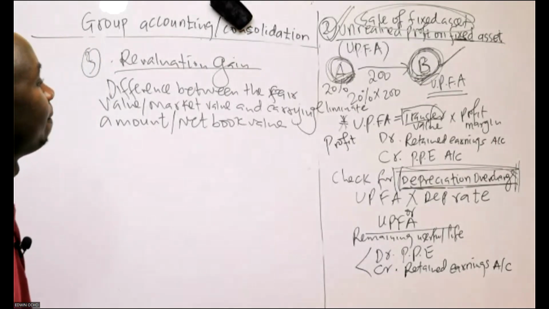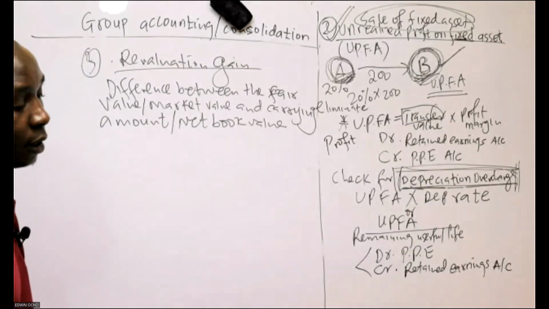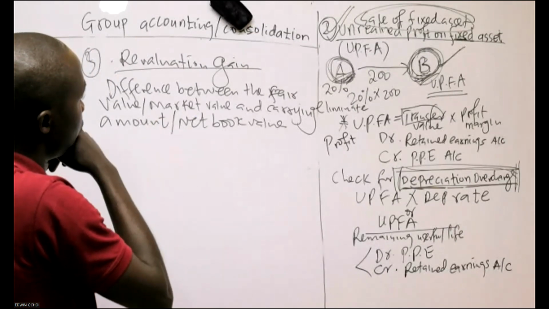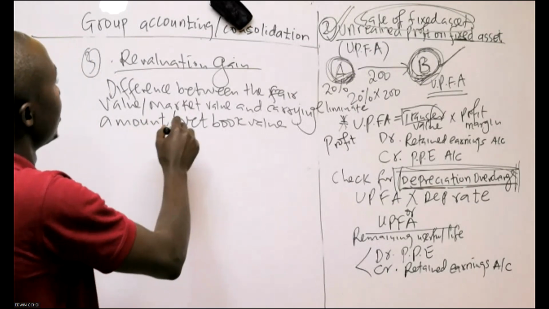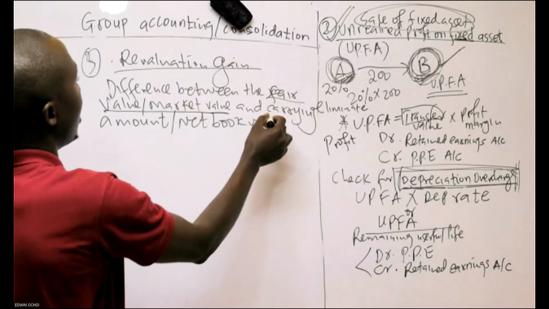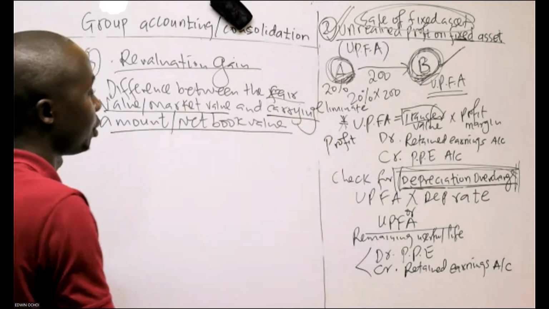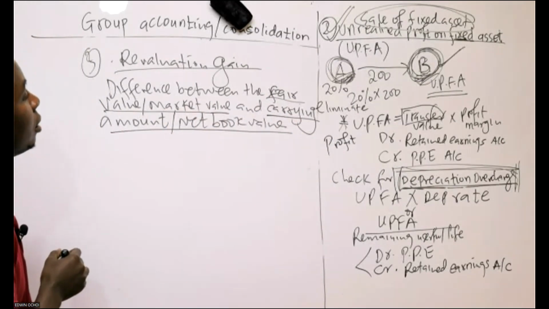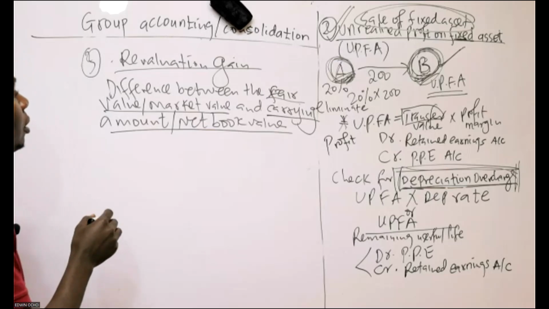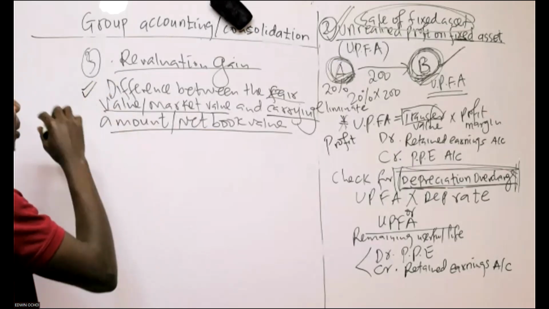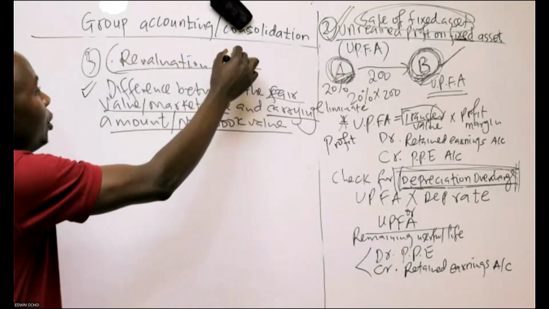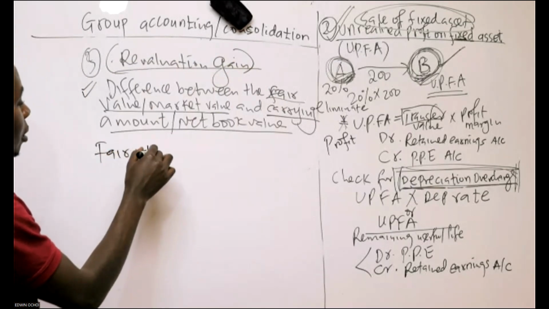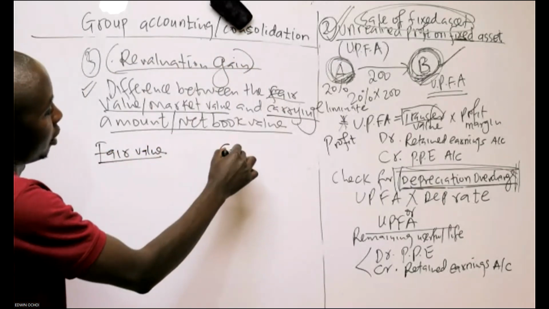After now, we have already said the difference between the fair value, stock market value, and the carrying amount. That is what we call revaluation gain. Remember that this one can be tested in 3 ways. How will you determine that there's a revaluation gain in an exam setting? You will be given the fair value and you will be given the carrying amount.